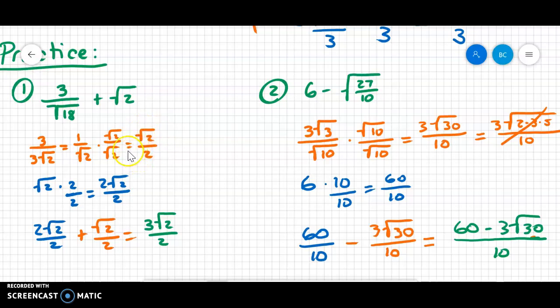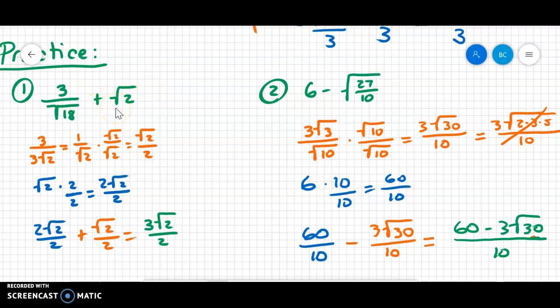Do not worry if you didn't do those steps in the same order, as long as you got to the same spot. Some of you may have started by multiplying both the numerator and the denominator by the square root of 18, and that's fine. Then you end up simplifying the radical in the numerator, but it is perfectly okay whichever order you do that in.